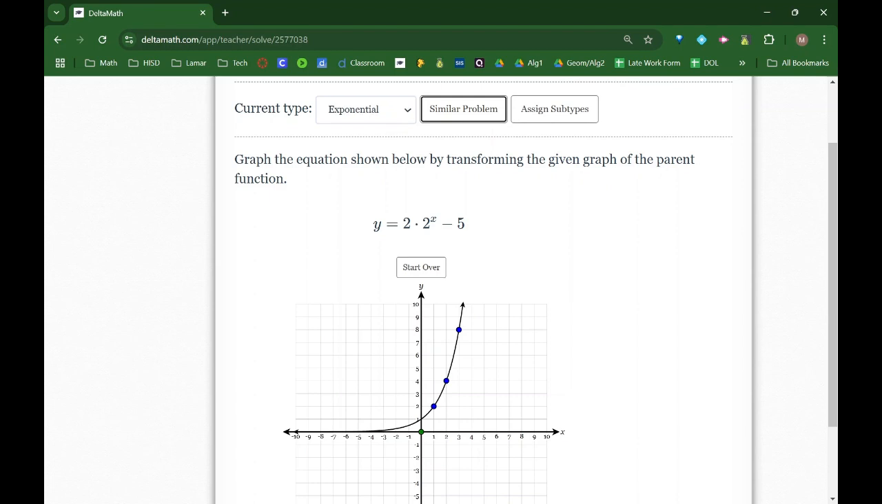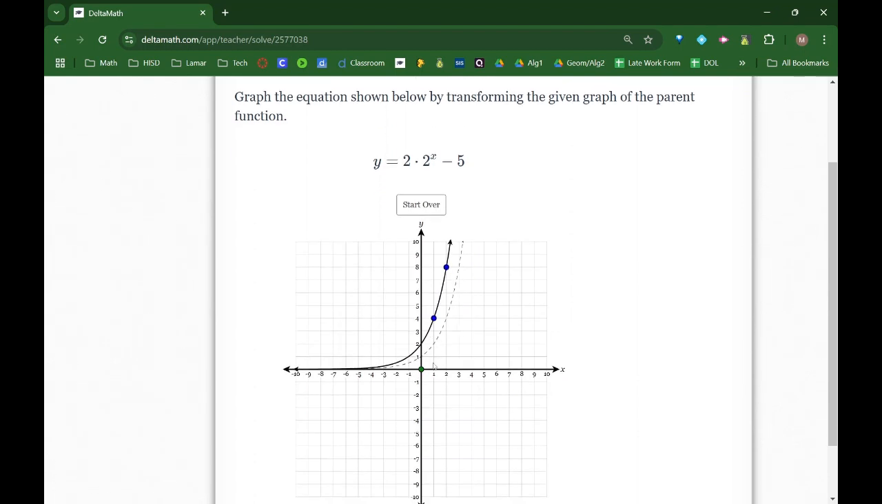So let's do this. Let's stretch it vertically. So I'm going to take this point here, my y value of 4, and multiply it by 2 to get a y value of 8. And then I'm going to shift this down. So my y-intercept starts at 2 and I go down 5. So that means my y-intercept needs to become negative 3.